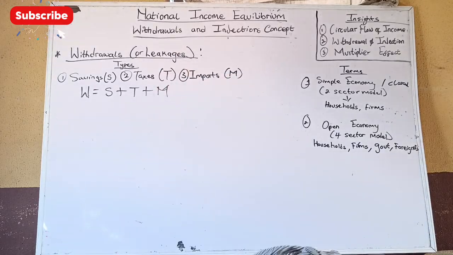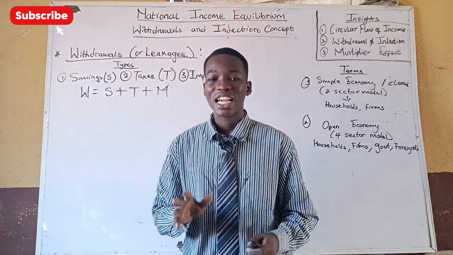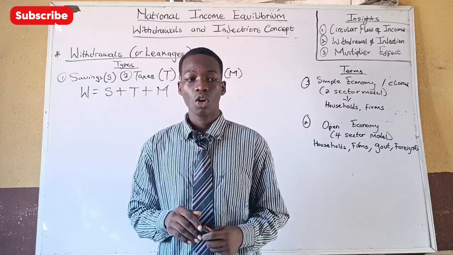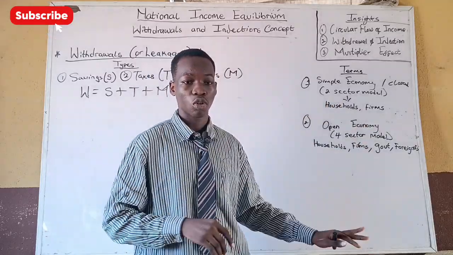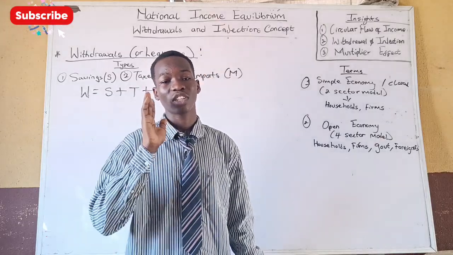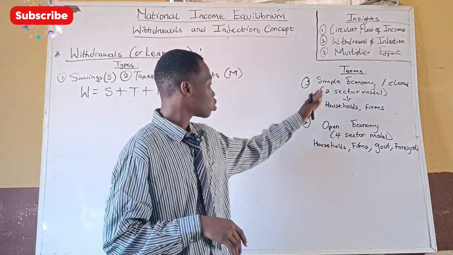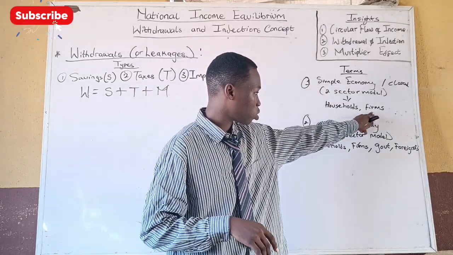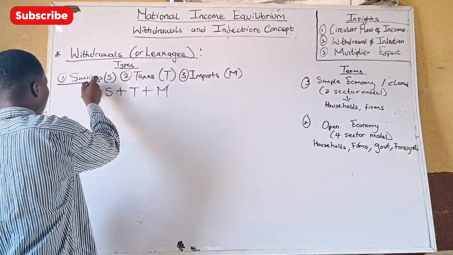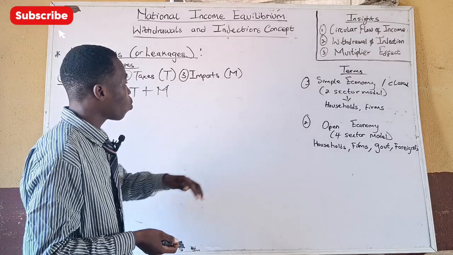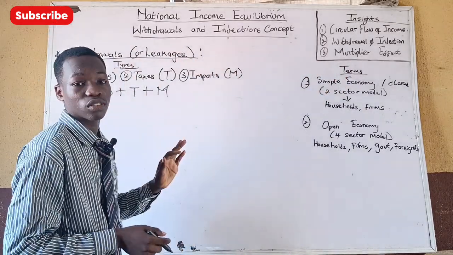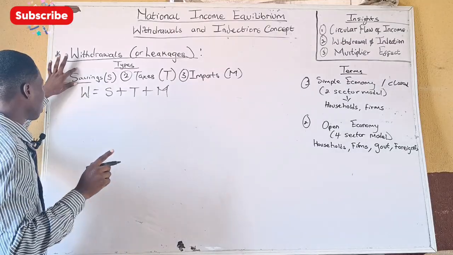Now, these withdrawal concepts are in three forms, or you can say three types, when we are talking about the open economy, where we have household, firm, government and foreigner. So we have three types. But when we are talking about simple economy, where we have only household and firms, we only have one type, which is savings. So I'm going to explain each.